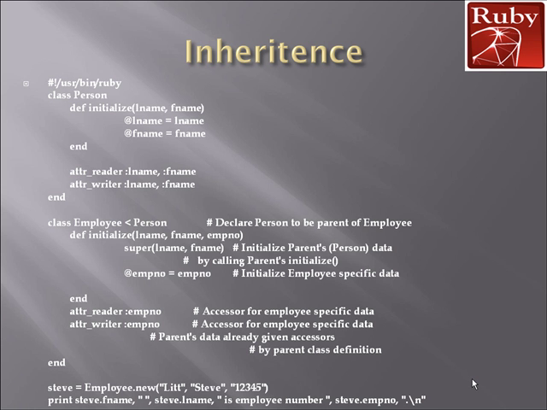On the class line, you declare the child class as a subclass of the parent. In the child class initialize method, you call the parent's initializer with the super method. Because the parent data is initialized and available to the child, you need not redeclare accessor methods for the parent's data. In other words, in the child, you need code only for data specific to the child. It's handy, intuitive, and smooth.